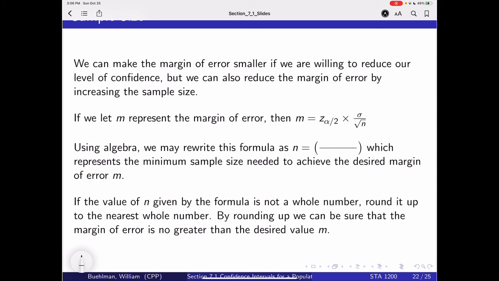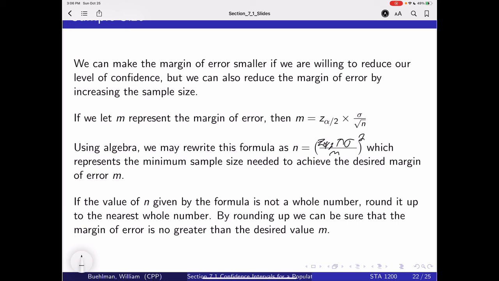We can make the margin of error smaller if we are willing to reduce our level of confidence, but we can also reduce the margin of error by increasing the sample size. If we let m represent the margin of error, then m is equal to the critical value times the standard error, as we've seen. Using algebra, we can rewrite this formula to get that n is equal to the critical value times sigma, the population standard deviation, divided by m, the margin of error, and all of that squared, which represents the minimum sample size that is needed to achieve the desired margin of error m.